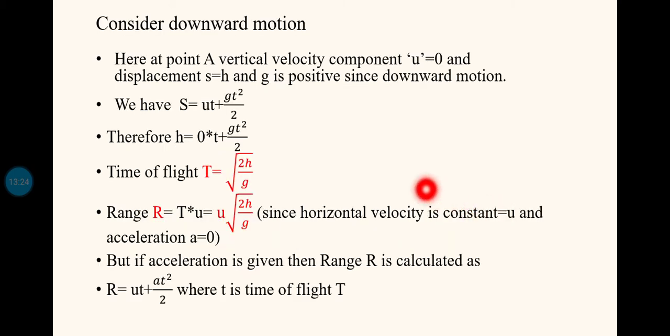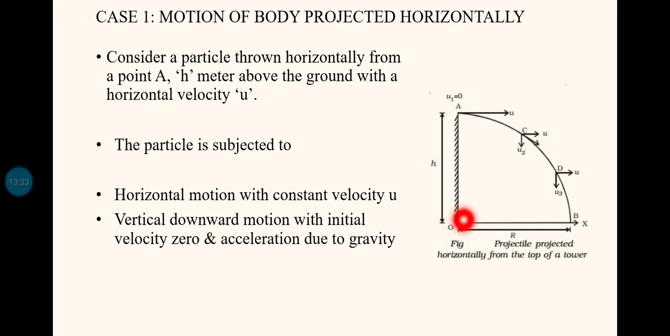Therefore small t can be represented as capital T, the time of flight, equal to root 2h by g. And range is the horizontal distance. If you want to calculate this horizontal distance, how will you calculate it? Distance is equal to velocity into time.